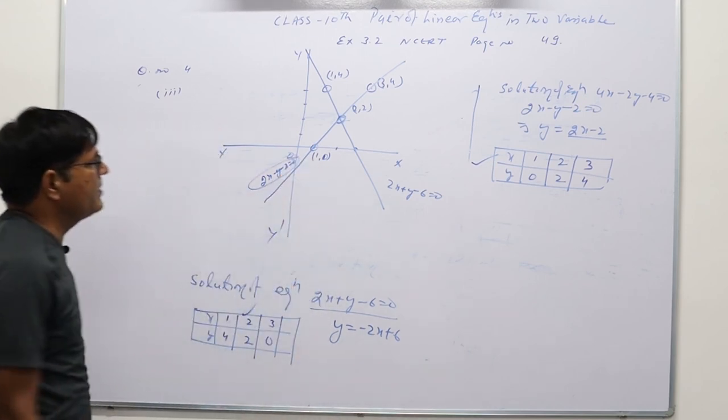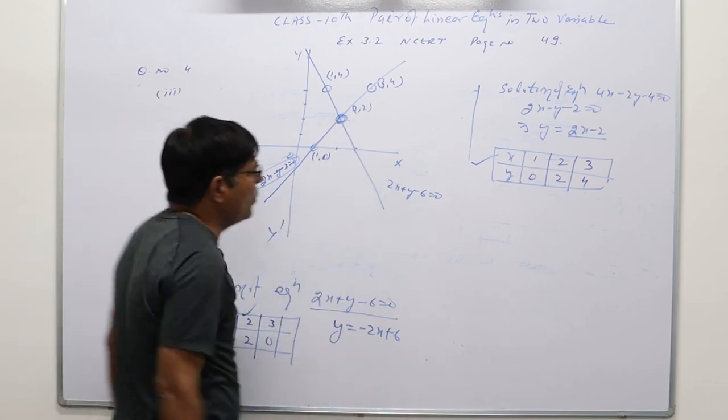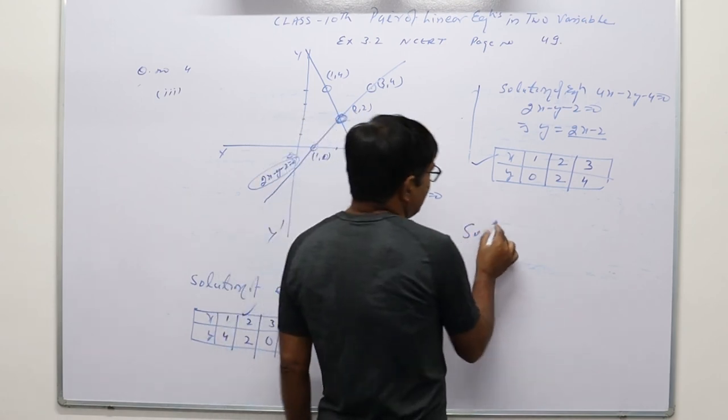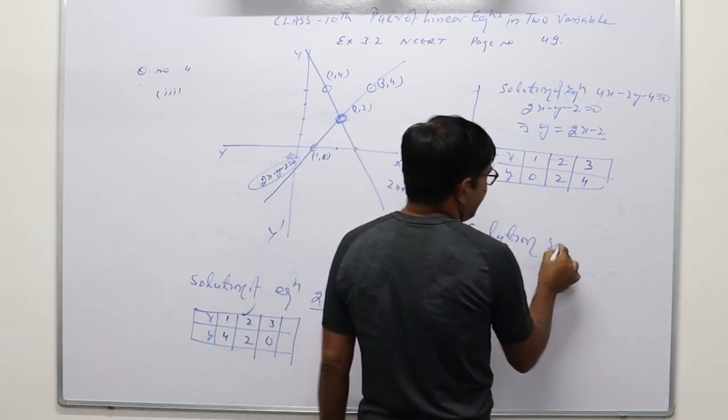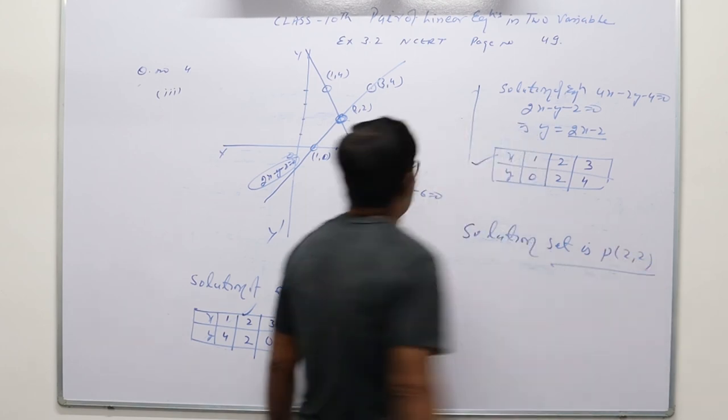And by simple observation, these two lines are intersecting at this point 2, 2. So the solution set is P(2, 2).